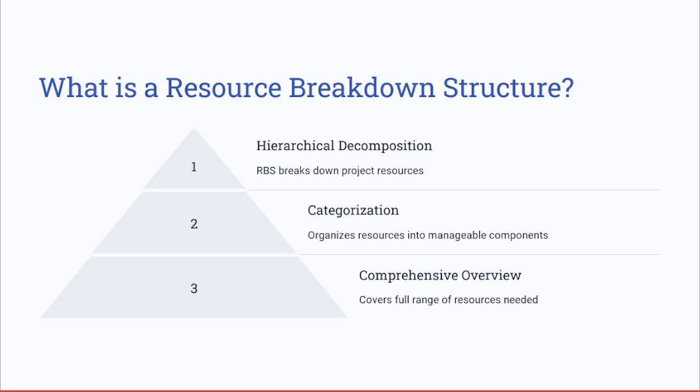So what exactly is the resource breakdown structure? The resource breakdown structure is a hierarchical tool used to break down and categorize the resources needed for the project. It organizes the resources into a structured framework, making it easier to identify, estimate, and allocate resources throughout the project lifecycle. For example, resources can be categorized into human resources, equipment and materials, and other specific categories depending on the project needs. By breaking down these resources into manageable components, the RBS simplifies the estimation and planning processes.